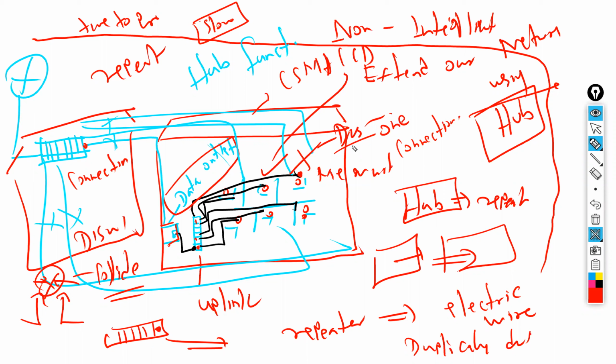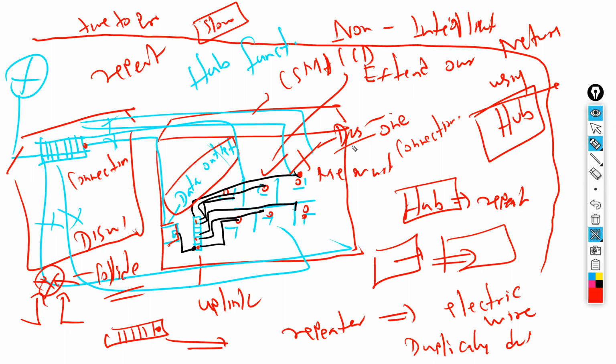Got it? What the hub does is propagate to whatever devices are connected to it, all the computers. But actually that data belongs to only one particular computer, and the other 7 computers don't need it. But the hub can't identify that. That's what I'm saying, it's not intelligent. Got it? I think now you understand how the hub behaves.